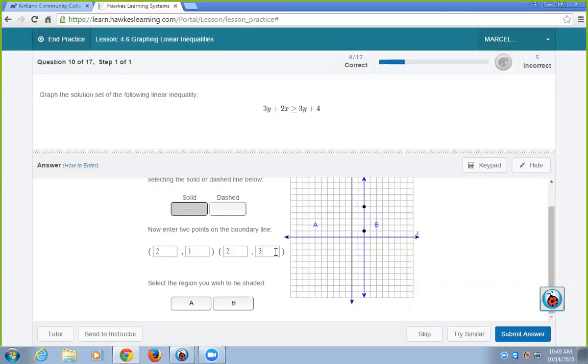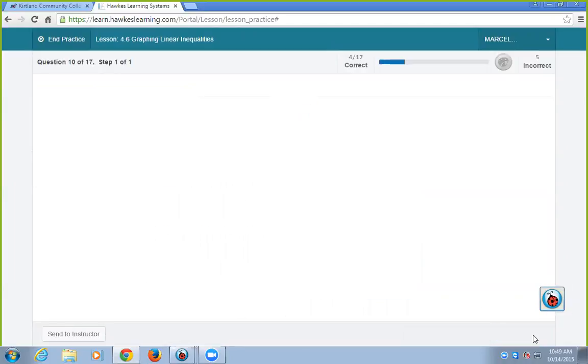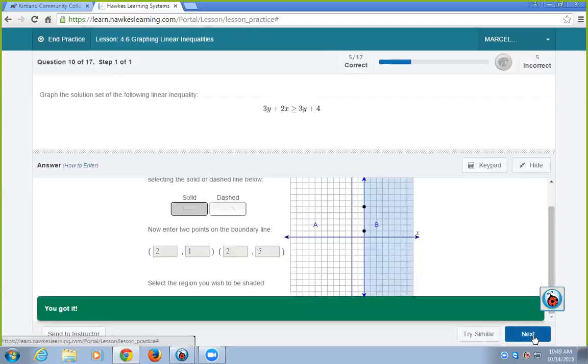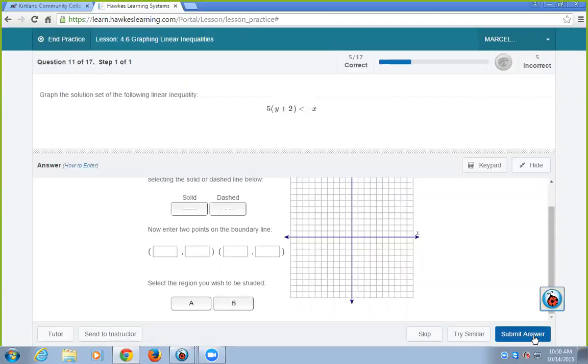So I don't have to be real creative on what points I pick. Side that's shaded, 0, 0. So 0 is greater than or equal to 4. False once more. So my side is B. Be nice if we got one true. Everything seems to be false. Okay, so sometimes they all disappear.